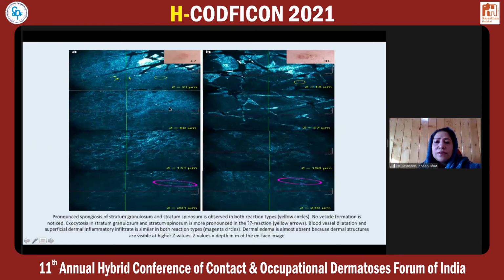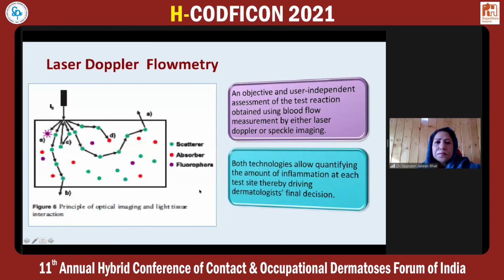So these are the pictures of a doubtful reaction compared to the irritant reaction. Most of the things are almost similar, except that there is no vesicle formation in case of doubtful reactions, and exocytosis in the stratum granulosum and stratum spinosum is more pronounced in the doubtful reaction, shown with these yellow arrows. The rest of the things are almost similar.